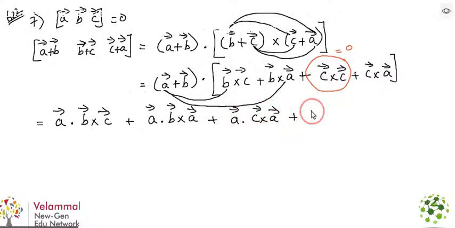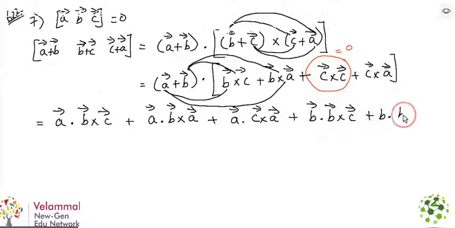Plus B dot B cross C with the second one. Okay. I did B dot B cross C. I'm doing B dot B cross A plus B dot B cross A. Never change any order. Don't interchange dot and cross also. Then B dot C cross A.